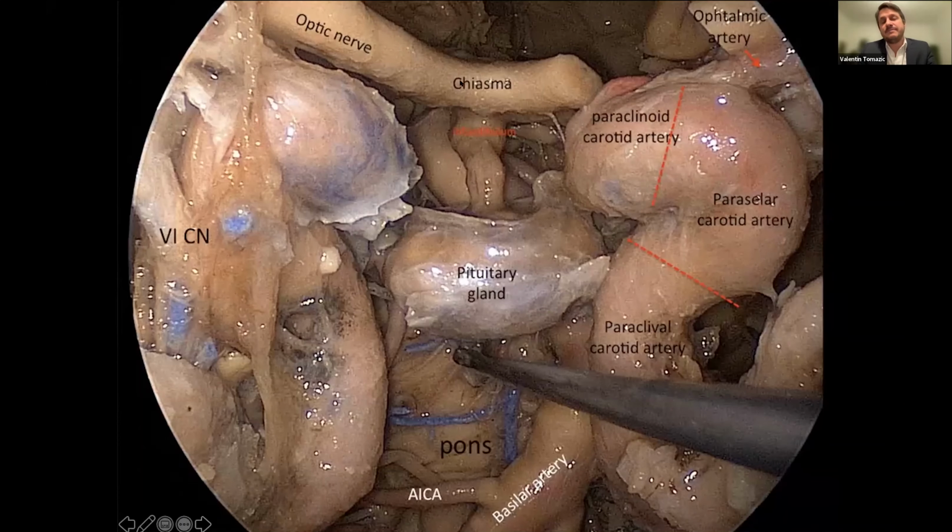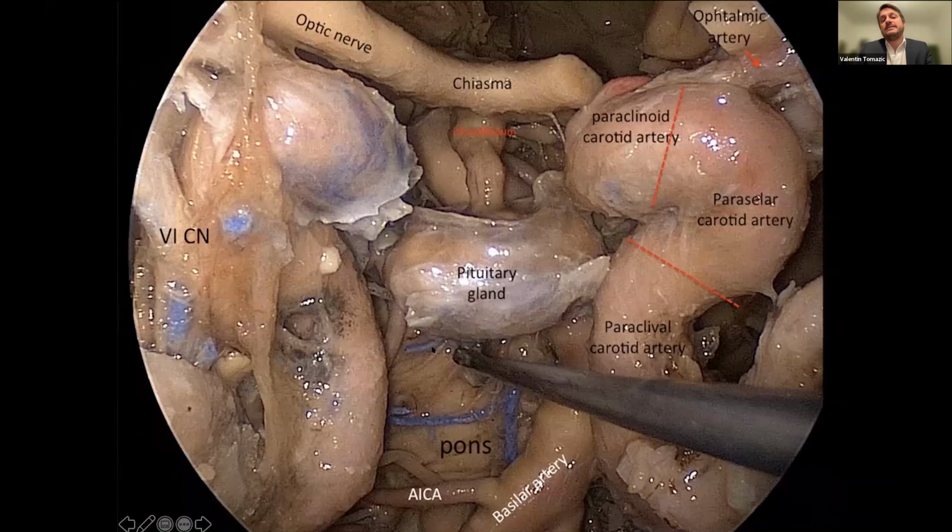You see the chiasm running anterior to the pituitary stalk, and very importantly, the free parts of the carotid artery and its siphon, the paraclinoid artery, which is the closest towards medial and towards the sellar space, the parasellar carotid and the paraclival carotid artery.